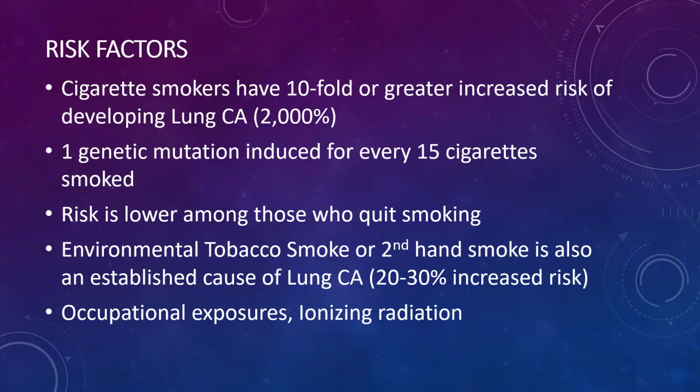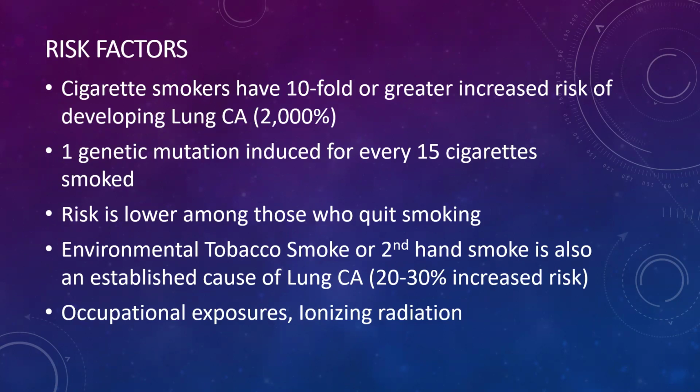So cigarette smokers are said to have a 10-fold or greater increased risk of developing your lung CA. So it's 2,000% increased risk compared to your non-smokers. And this is because there is one genetic mutation induced for every 15 cigarettes that a person smokes. The risk becomes lower among those who quit smoking, especially if a person quits early.